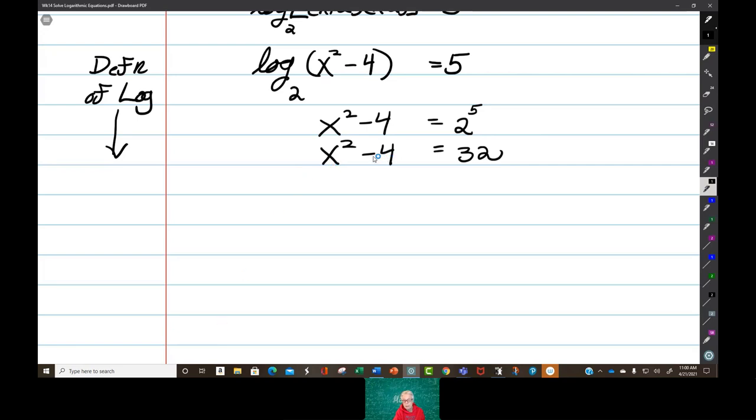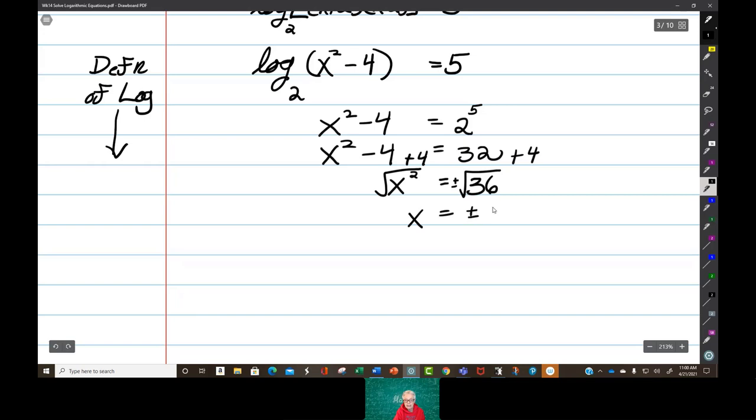Then I'll solve for x squared by adding 4 to both sides, plus 4, plus 4. Look how nice whoever wrote this problem is. We're going to have a perfect square. So I take the square root of x squared and plus or minus the square root of 36. So x equals plus or minus 6, which is negative 6 and positive 6.